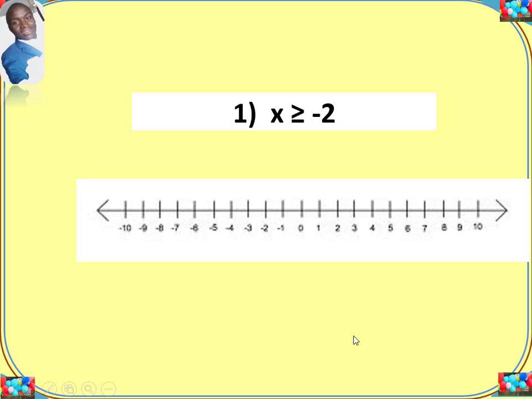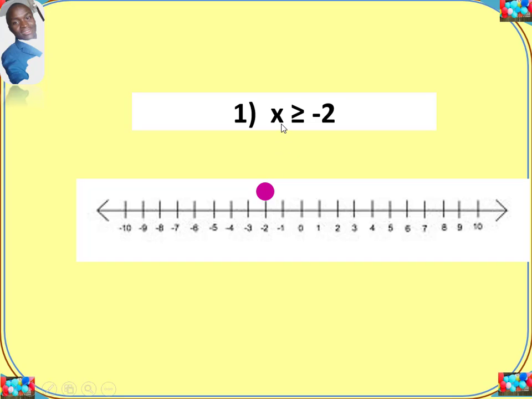Let's quickly take a look at examples. In one of the examples here, we are required to plot x is greater or equal to -2. We are required to represent it on a number line. And that is my number line. Now, when you look at this, it is greater or equal to. We said we plot a closed circle. X is greater or equal to -2. It means -2 is inclusive.